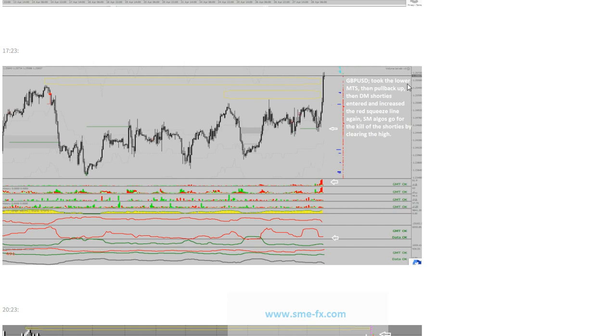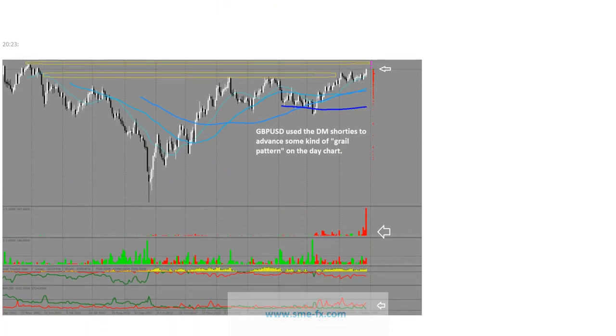So here, pound dollar took the lower MTS and pulled back up. The dominant shorters entered, increased the red squeeze line again, so it went for the kill of the shorties by clearing the high. And when you look at the day chart, like here in the evening, you see it cleared again, like on the other yen pair you remember. So here on the day chart, it used that to clear the significant price areas.